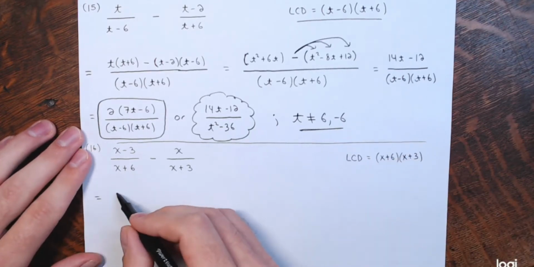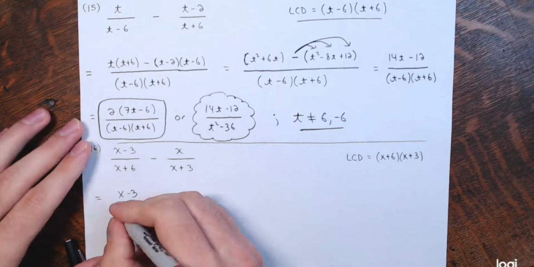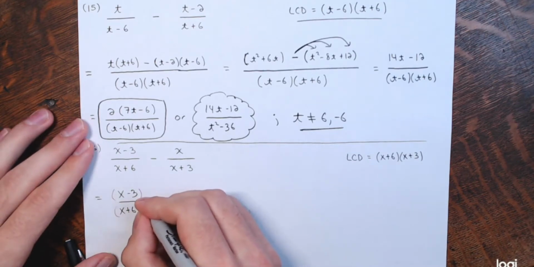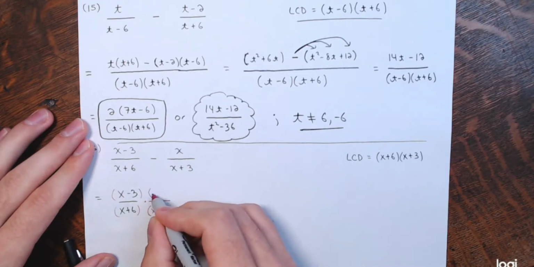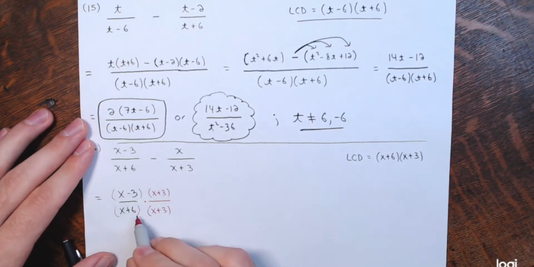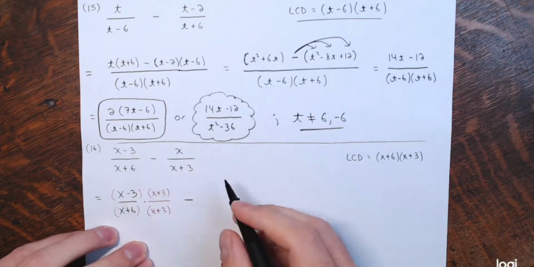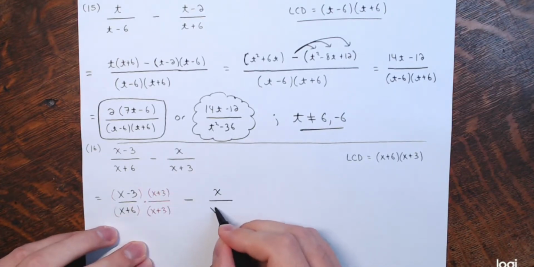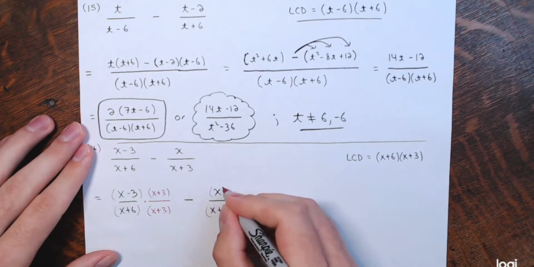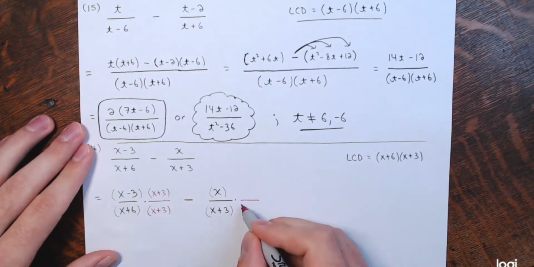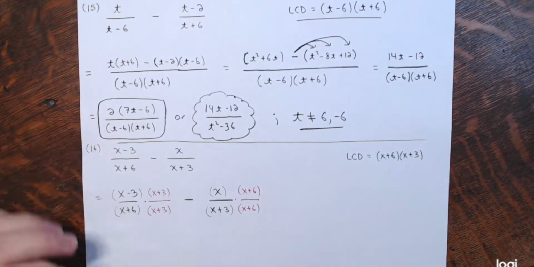Alright, so for this first fraction, I'd be multiplying the denominator and the numerator by x plus 3, to get the LCD to be the denominator. And then we have minus, and then this second fraction, I would multiply the denominator and the numerator of this second fraction by the quantity x plus 6, to get the denominator to be the LCD.